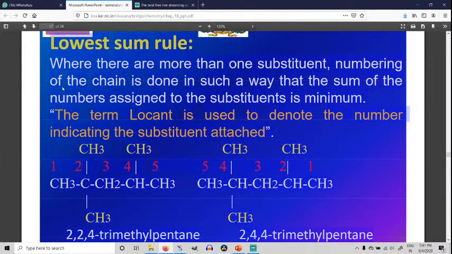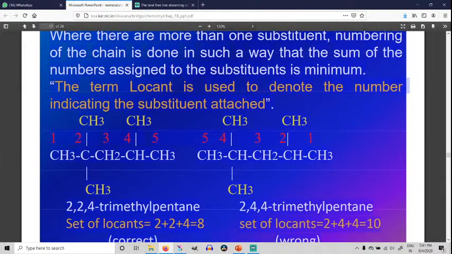Then the lowest sum rule. What does the lowest sum rule mean? Suppose in this carbon chain 2 methyl groups are attached on the second carbon atom, and on the fourth carbon atom 1 methyl group is also present. So what should be the IUPAC name? 2, 2, and on the fourth carbon atom 1 methyl group is present, so 2, 2, 4 trimethyl pentane.